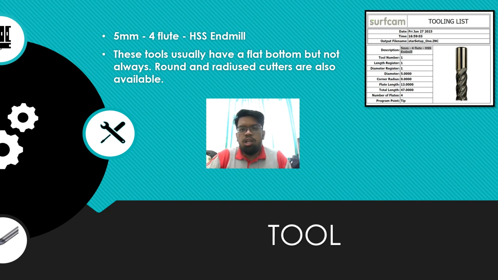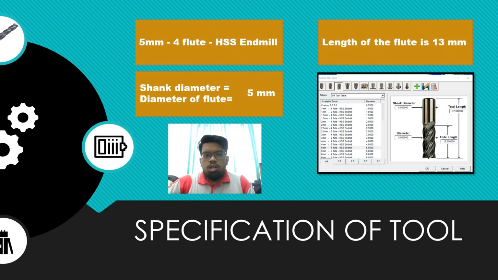So in this project, we only use one tool, which covers the pocket process, fillet process, and contour process. The criterion for selecting the tool is that it can work on any type of shape and corner. So the tool that has been chosen for the process is a 5 mm four-flute HSS end mill. The length of the flute on this tool is 13 mm, so the total length of the tool is 47 mm. The shank diameter and the flute diameter are the same, 5 mm.